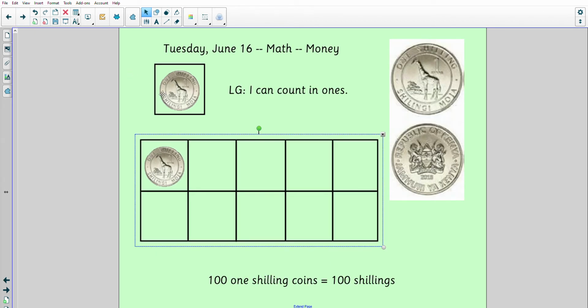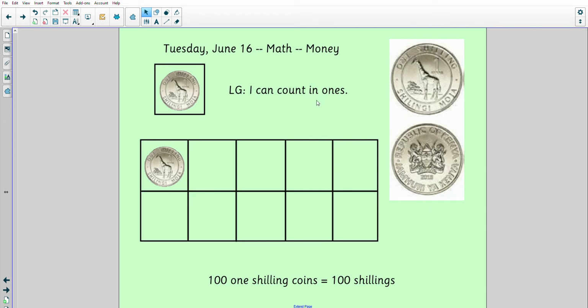So let's practice our counting. When we count with 1 shilling coins, we count in ones. Just for your knowledge, this is the front of a 1 shilling coin, enlarged a little bit, and underneath is the back of a 1 shilling coin, which says the Republic of Kenya, and it has the Kenyan coat of arms, as well as the year in which the coin was minted or made.